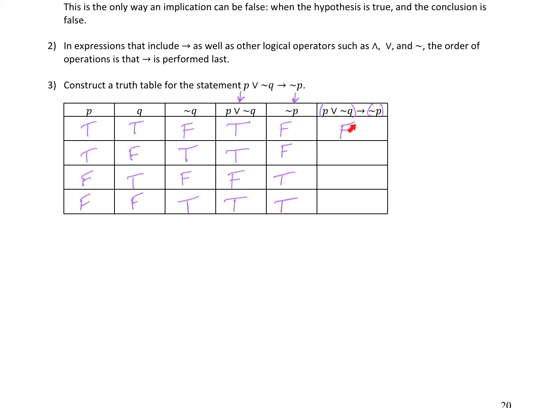The only way to get a false is if you have a true followed by a false. So I have another one here, true, false. So that's a false. And then anything other than true, false is a true. So that's true and that's true. True, true.